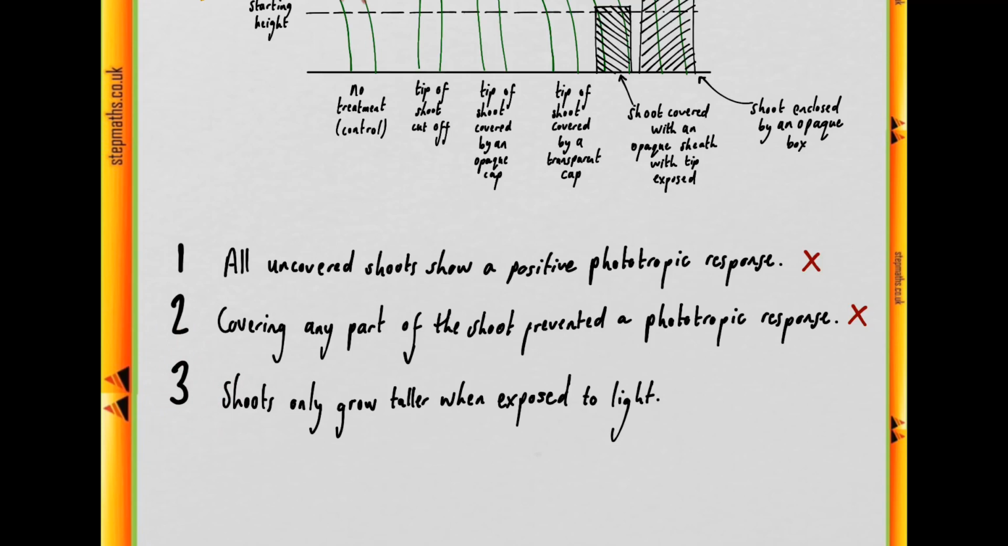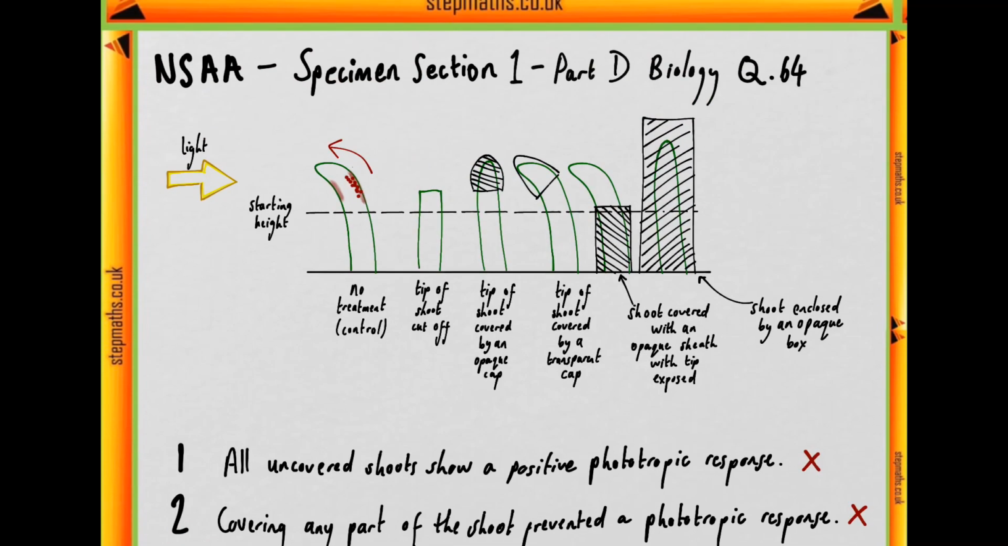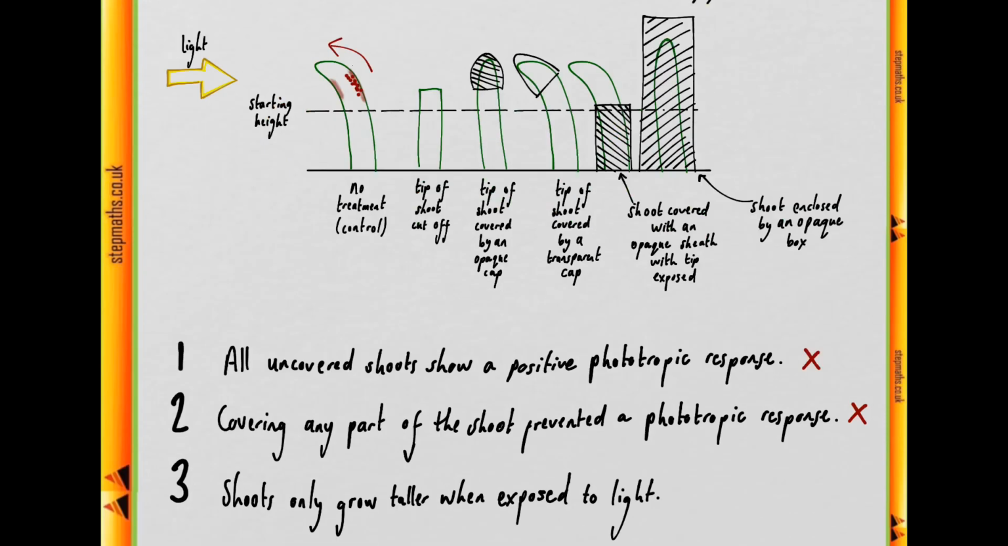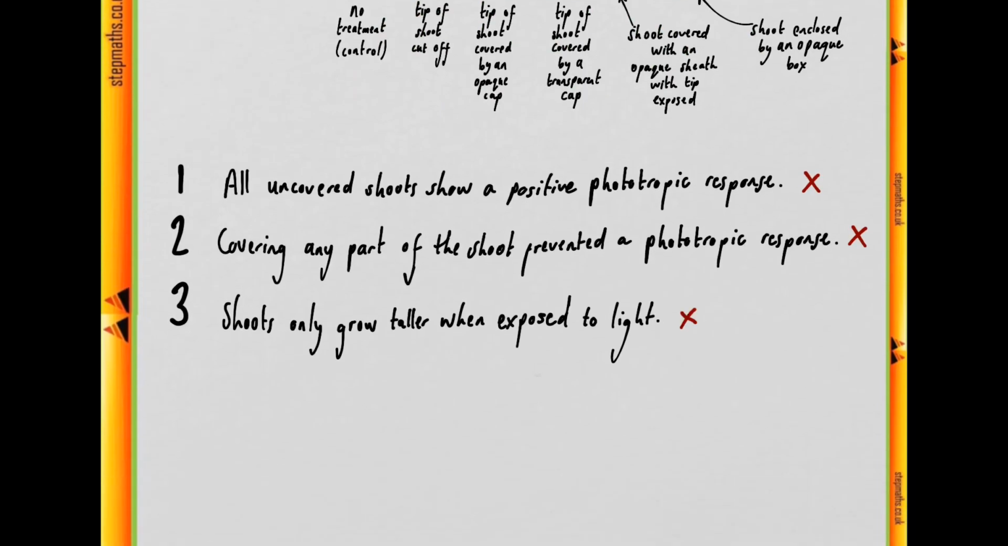Moving on to 3, shoots only grow taller when exposed to light. Well, we know this not to be true. Shoots just grow in a direction which does not correspond to the light source, for instance in the case of this shoot here, which has considerable growth from the starting point, and therefore it disproves this contention. So we can say that all three of our statements are wrong, and our answer is therefore H.